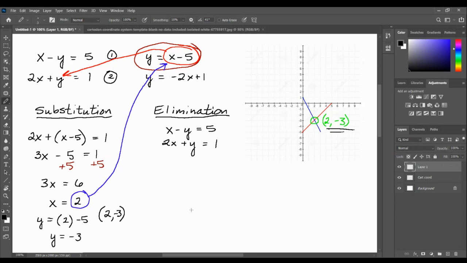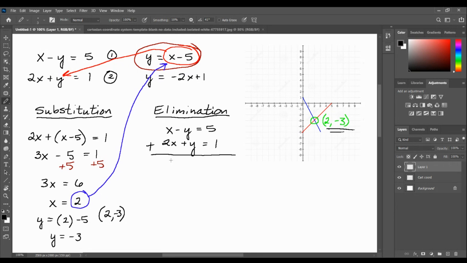With elimination, what you do is you multiply one or both of the equations by some number so that when you add them together, one of the variables is eliminated. Now, as it turns out, I can already do that. I've got a negative y and I've got a positive y. So if I add those together, y will be eliminated. So I don't need to multiply them by anything. I can just add the two together.